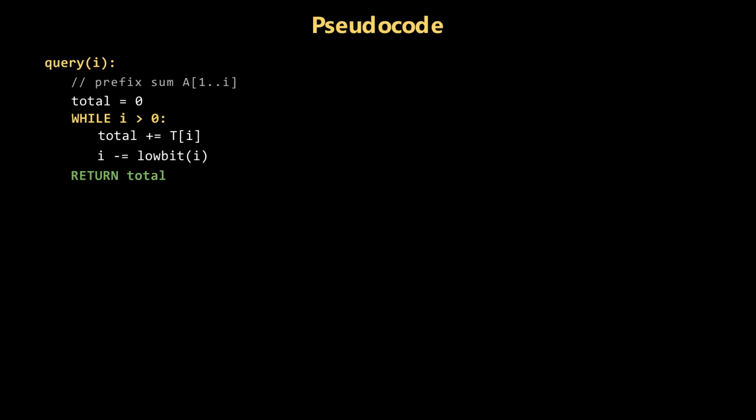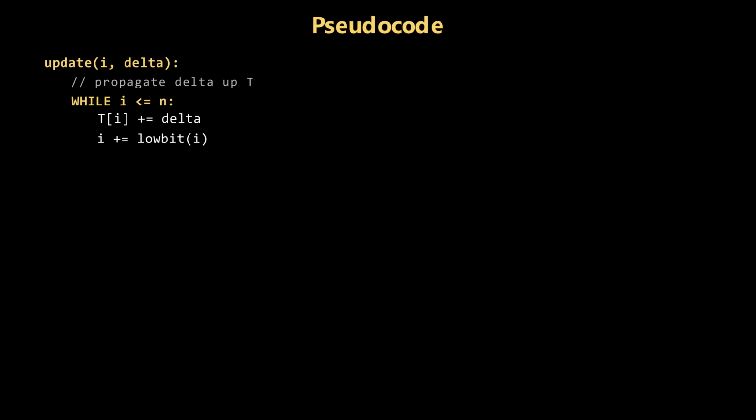Query of I returns the prefix sum of a from 1 to I, add T at I, subtract low bit from I, and repeat until I is 0, the same downward walk as in our query example. Update of I with delta propagates the change up the tree, add delta to T at I, add low bit to I, and repeat while I is at most n, the upward walk from our update example.